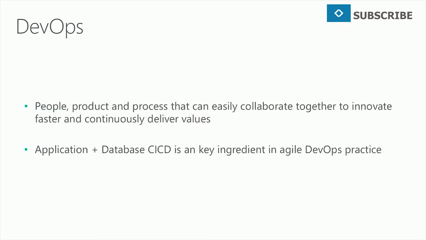So, what is DevOps? DevOps is about people, product, and process that can easily collaborate together to innovate faster and continuously deliver the values. More specifically, or in a very practical focus, it is application and database CI/CD, which is a key ingredient in Agile DevOps practice.